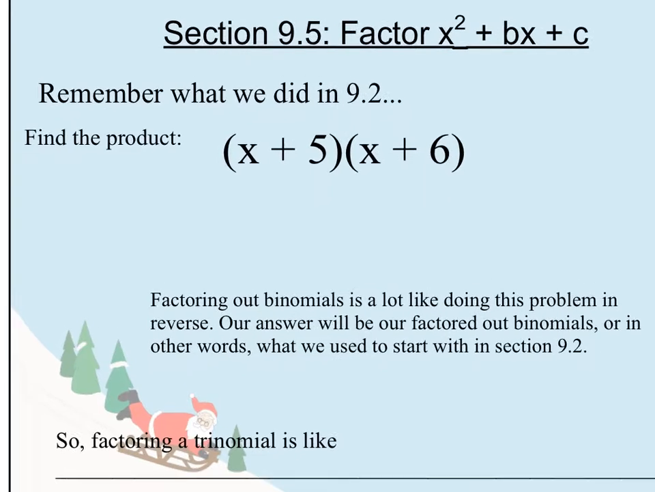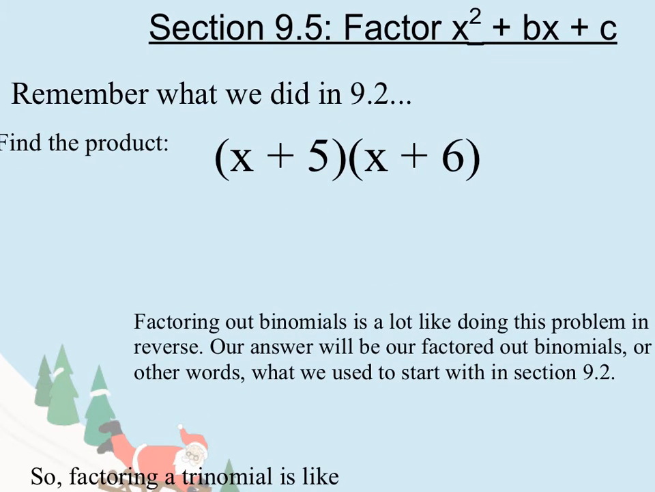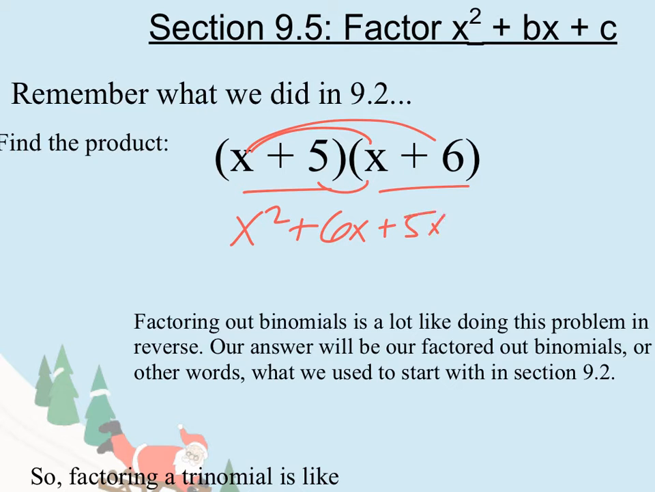Remember back in section 9.2, we learned how to multiply two binomials together, something like x plus 5 and x plus 6. And again, maybe just quickly showing something like FOIL here for this one. So x times x would give me x squared. x times 6 would give me 6x. 5 times x would give me 5x. And 5 times 6 would give me 30. And then we combine the like terms, and I get x squared plus 11x plus 30.